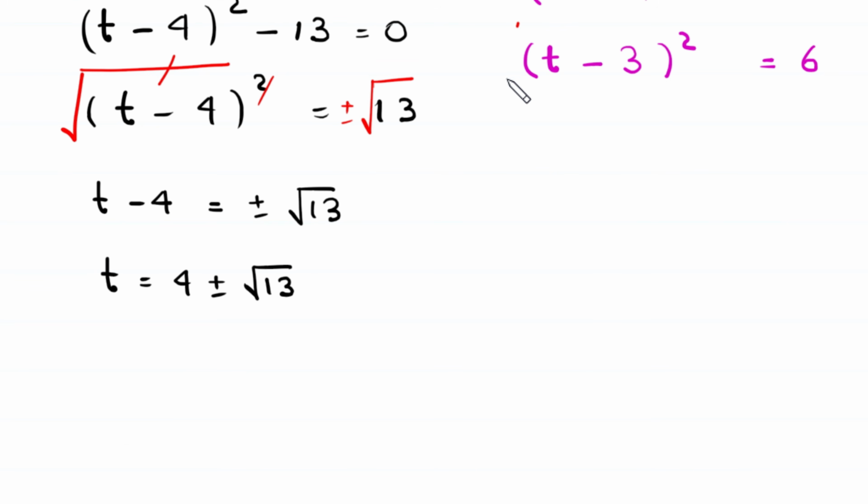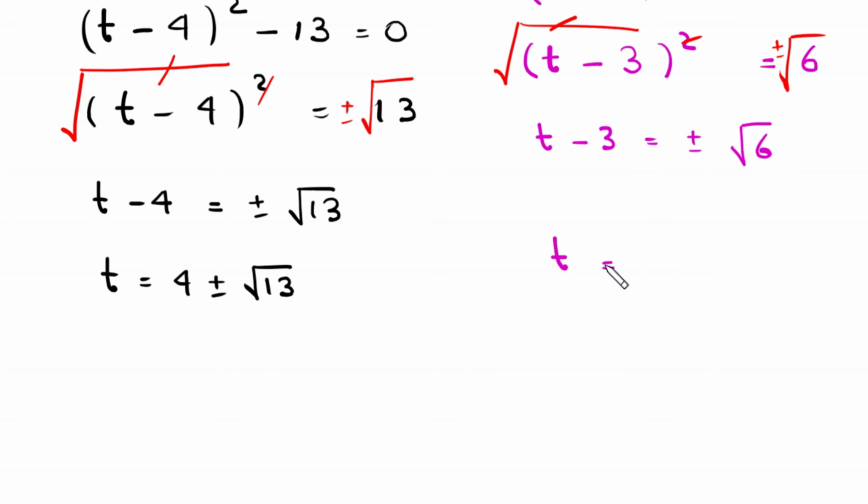Now we take square root of both sides. So this square will be cancelled out with the square root. We are left with t minus 3 equal to plus minus root 6. Move this negative 3 to the right hand side. This will become t is equal to 3 plus minus root 6.